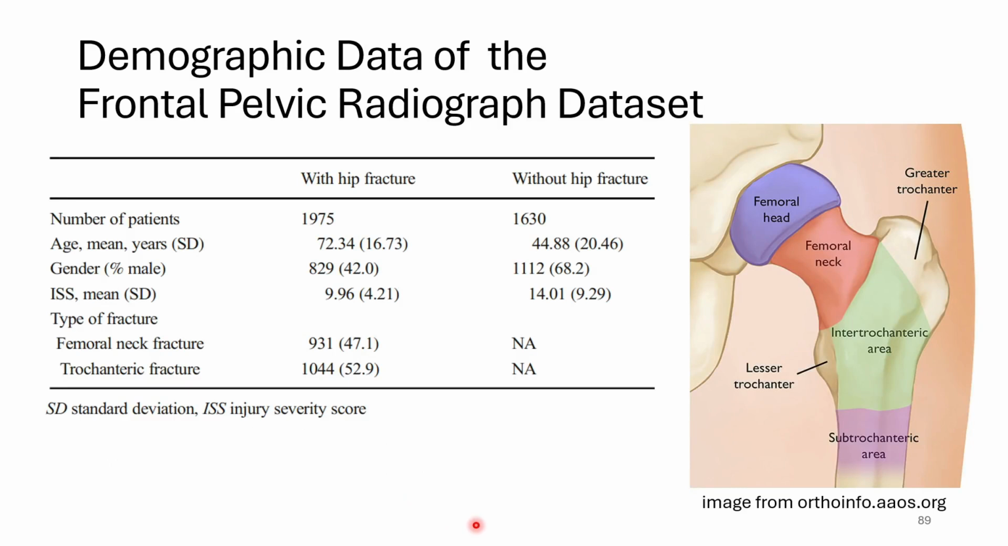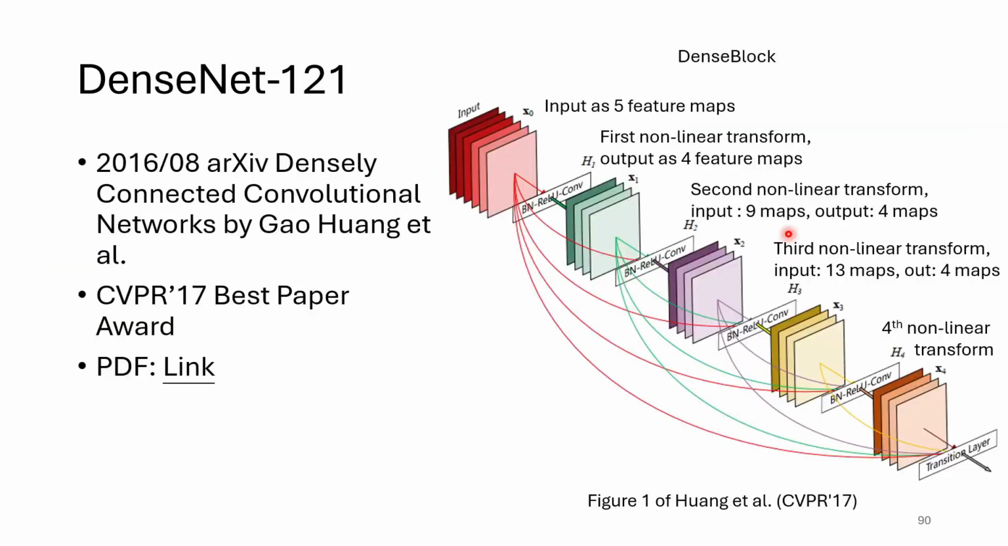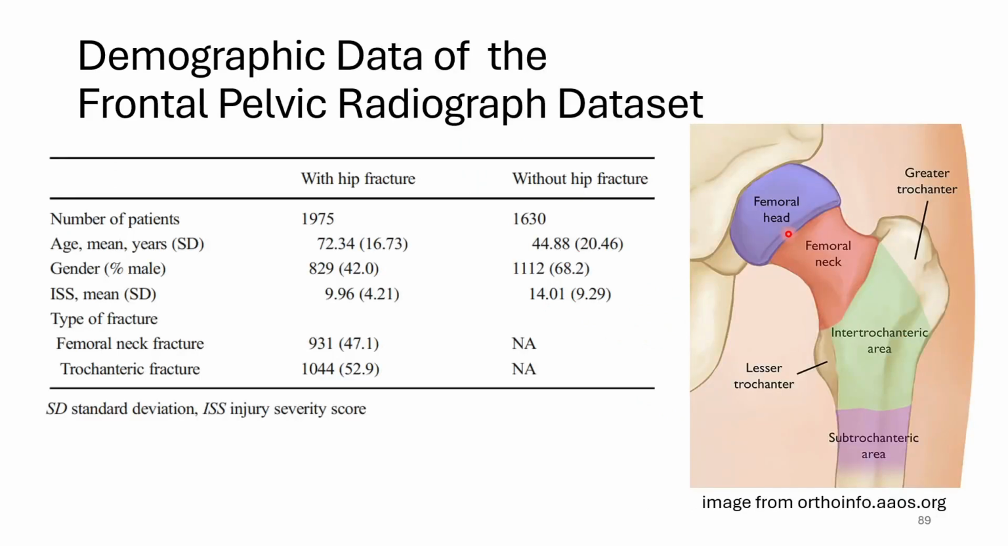So this is the illustration for the pelvic part. And there are two types of fractures. One is the femoral neck fracture. It means it happens in here. And then there's another fracture called the trochanteric fracture. It means it happens somewhere here.